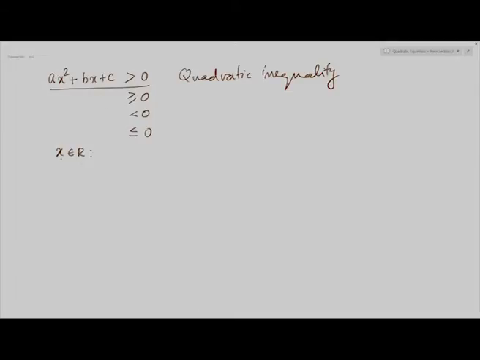Generally the solution x will not be unique, so we are going to find a solution set, that is, the set of all x in R such that ax square plus bx plus c greater than 0. This is what we mean by the solution set. How to find this solution set is our aim in this lecture. Let me start with a simple problem.